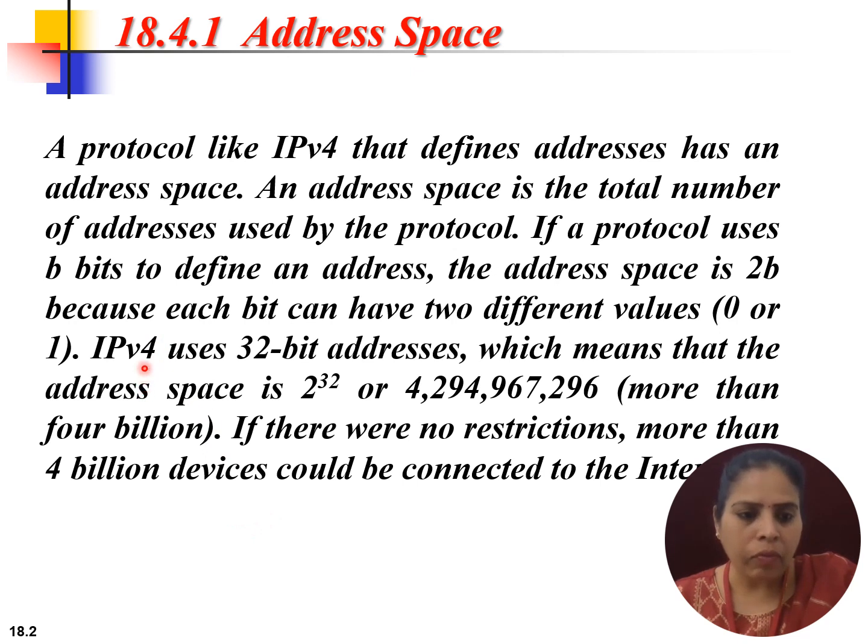Hence, if we compare IPv4 with IPv5 and IPv6, IPv4 uses 32-bit addresses, whereas IPv5 uses 64-bit addressing and IPv6 uses 128-bit addressing. So for IPv4, which uses 32-bit addresses, the address space ranges over 2 to the power 32, that is nearly 4 billion addresses. If there were no restrictions, more than 4 billion devices could be connected to the internet. But some of the addresses are not used as unique addresses, and are used for other purposes. So we will see how the addresses are distributed in the IPv4 address space.